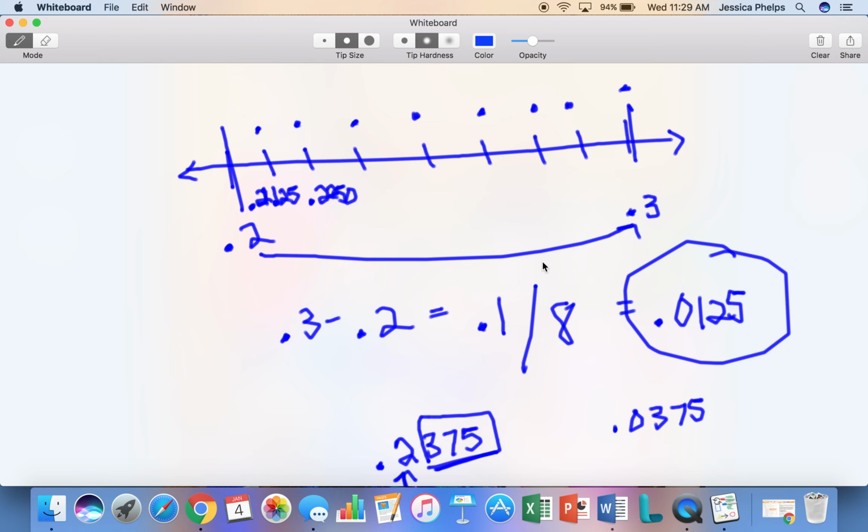And this next one, so we're adding 0.0125 each time, 0.2250 plus 0.0125 is equal to 0.2375. So that's what we're looking for. So right here is what we're looking for. And that's how you would solve any of those.